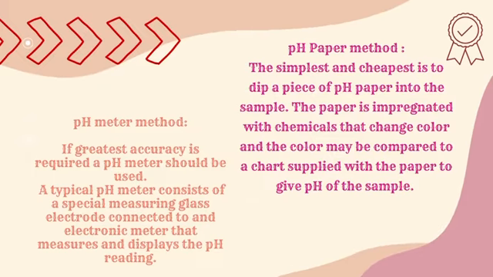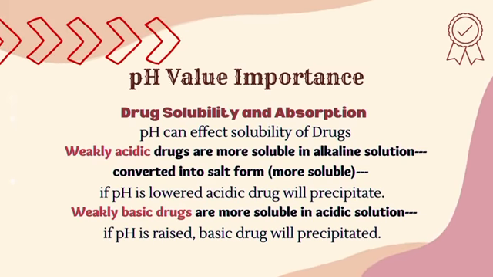pH meter. If the greatest accuracy is required, a pH meter should be used. A typical pH meter consists of a special measuring glass electrode connected to an electronic meter that measures and displays the pH reading. Importance of pH: drug solubility and absorption.